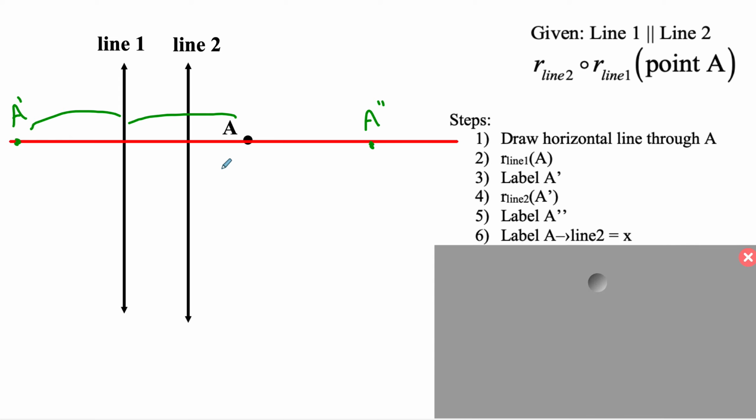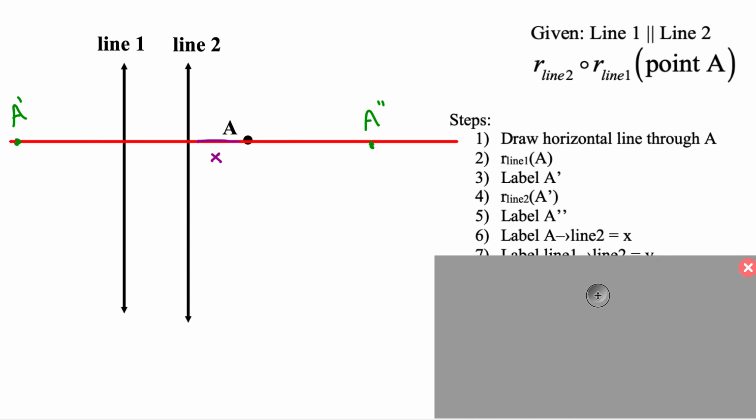Label A to line 2 equal to X. In other words, remember we're starting with A here. We are starting with A, and therefore this means that this first unknown distance from here to here is, we're going to call it X, okay? Line 1 to line 2 is a separate distance, different from X, so we're going to call it Y, right? And that just represents that distance there.